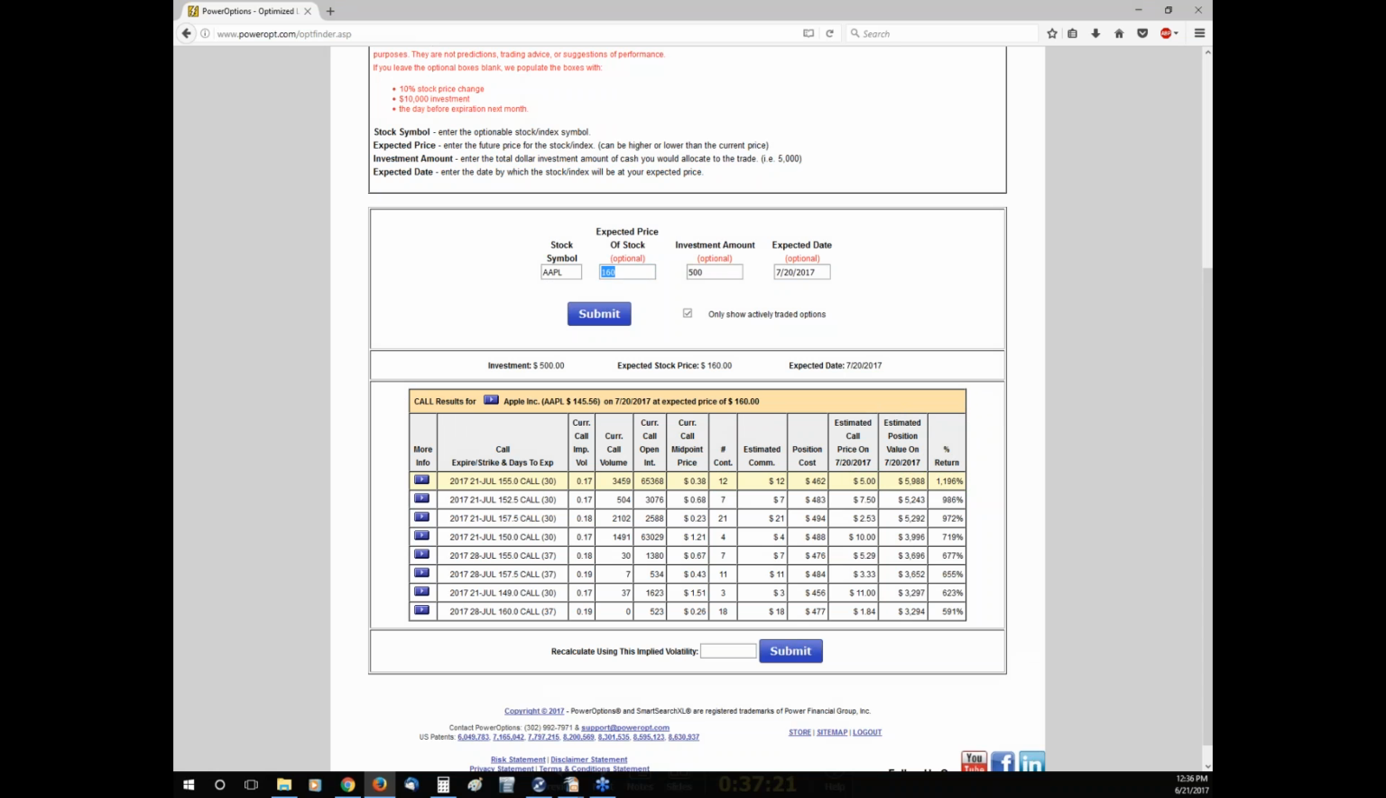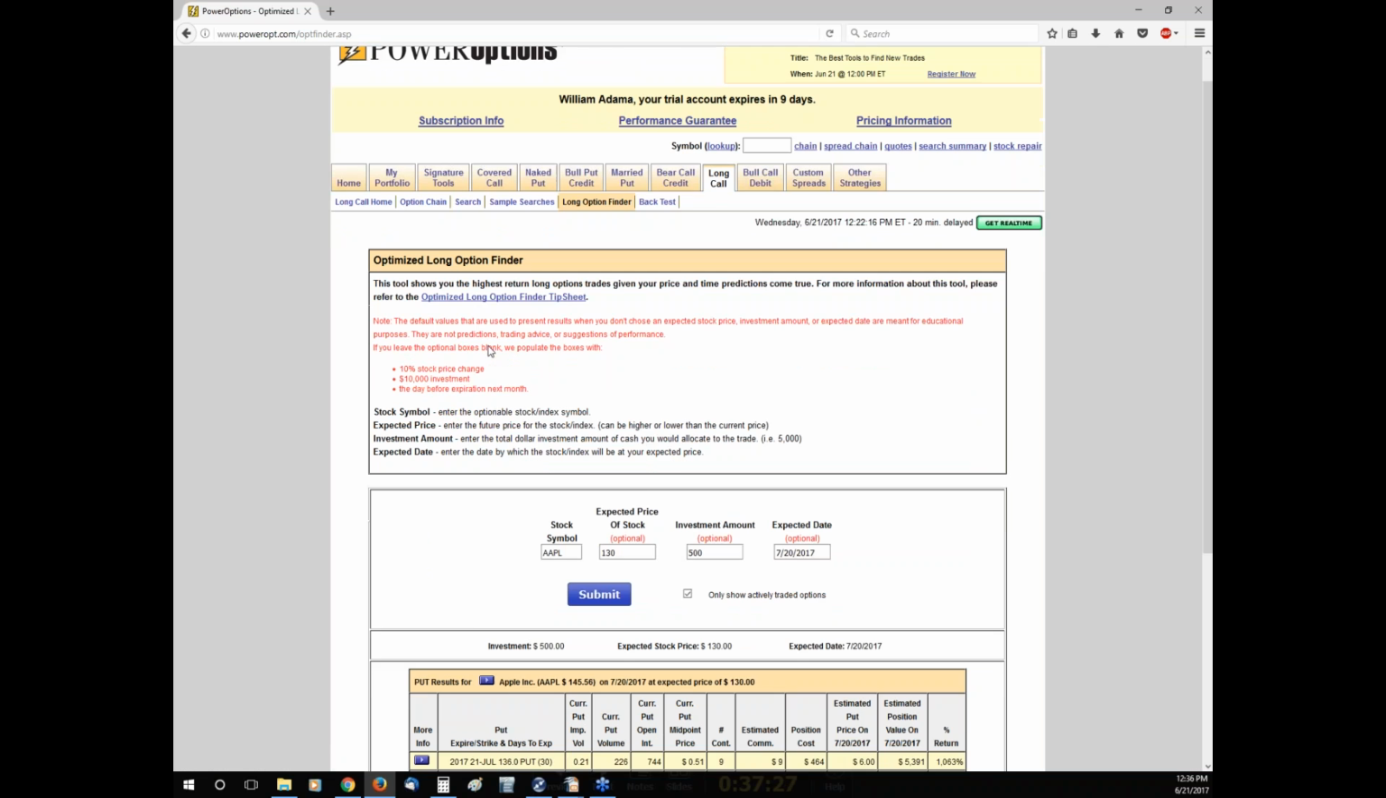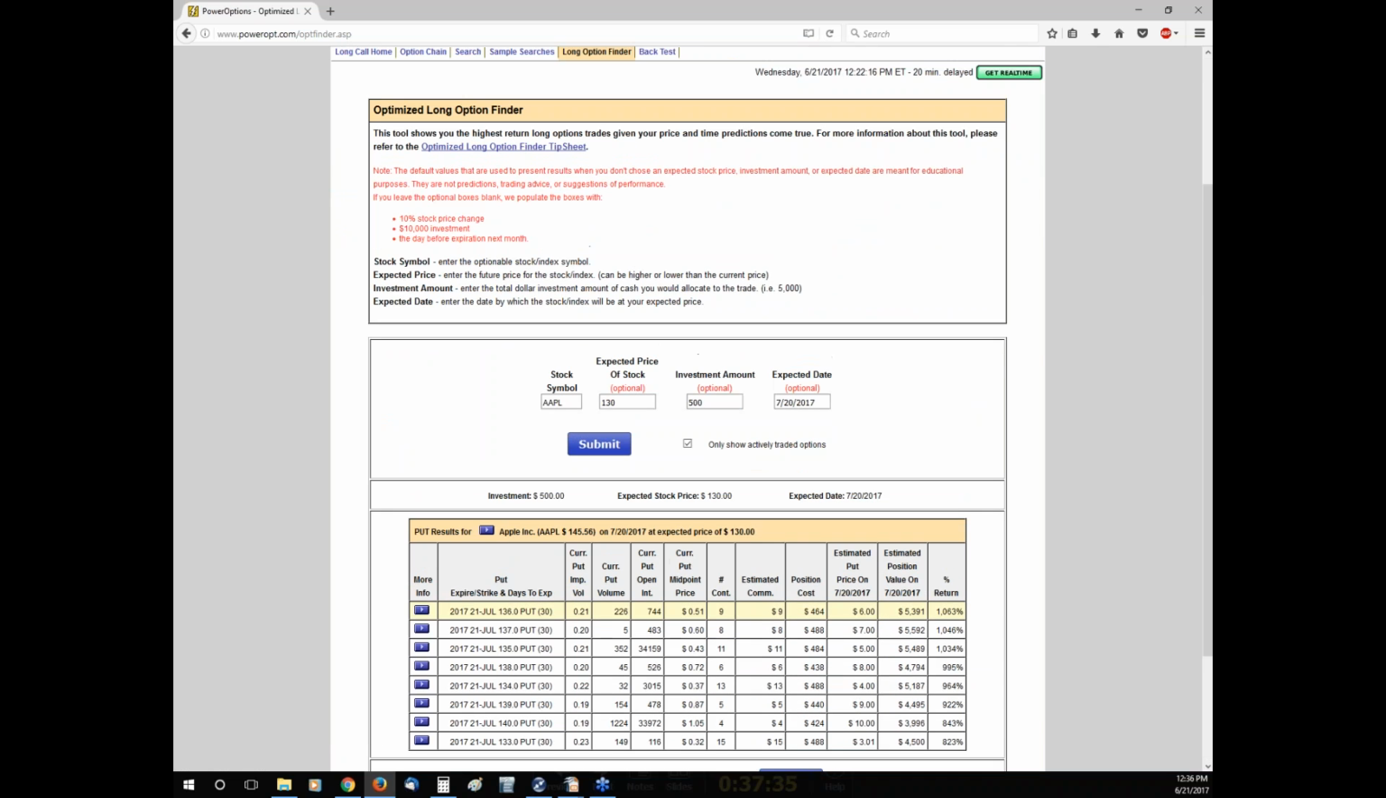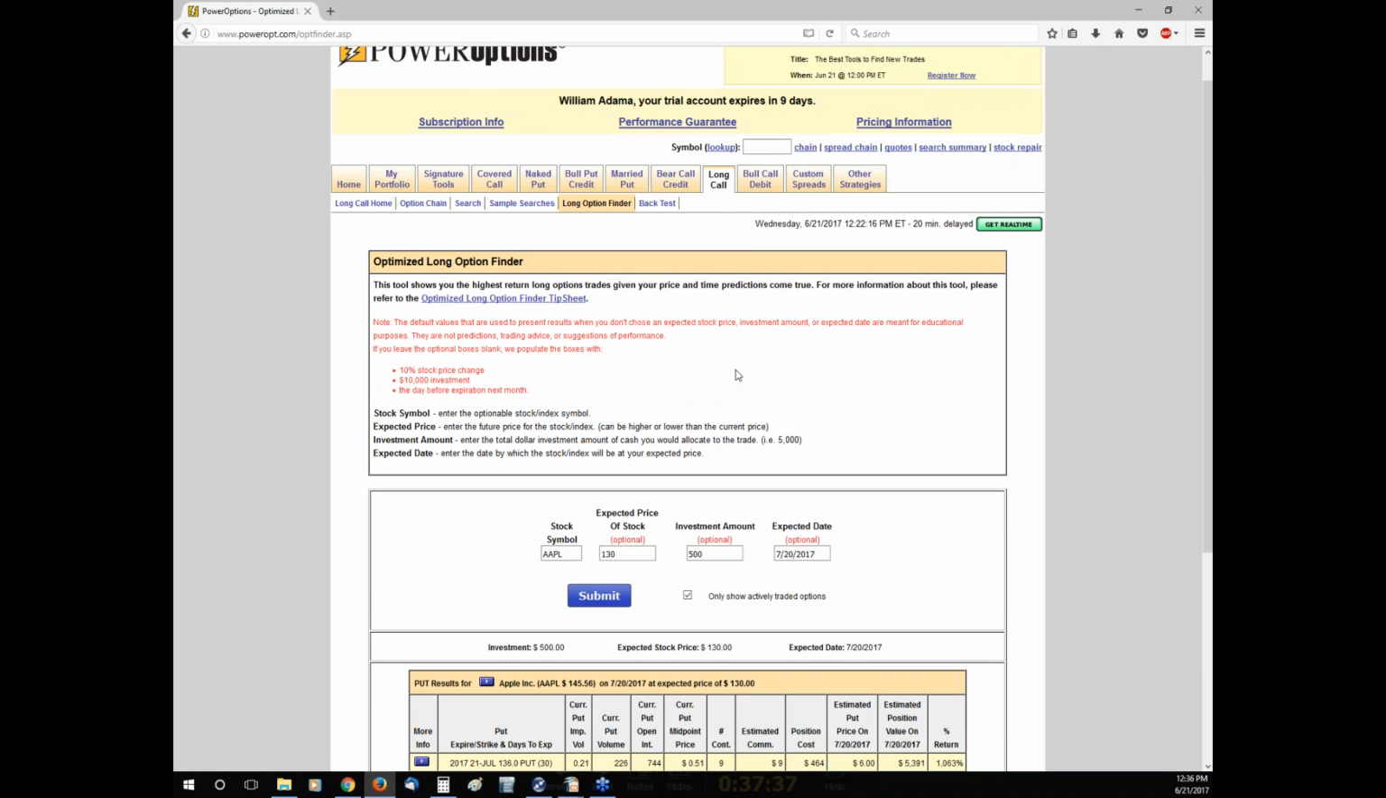What if I expected a 10% drop? I thought Apple was going to be trading at 130. Here we'll probably see the 140 call or the 136 put, it looks like, excuse me, would offer the highest return based on our projections going forward. All right. So those are the strategies that you all selected.